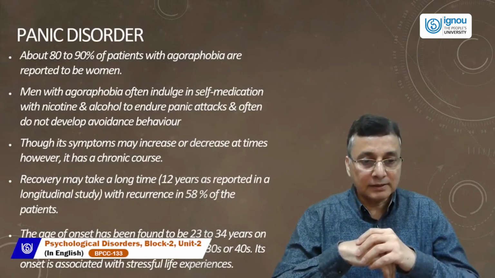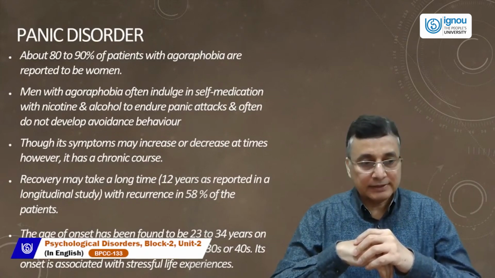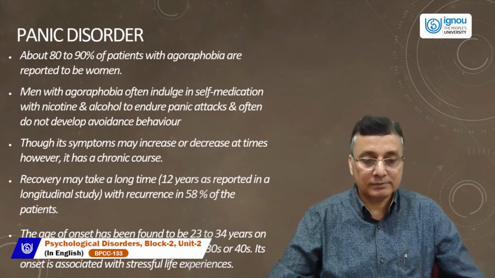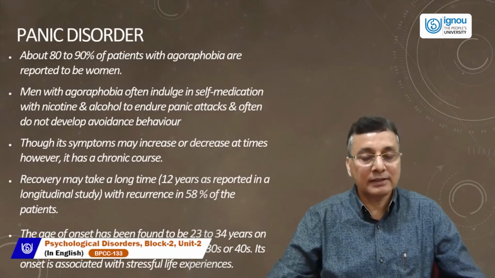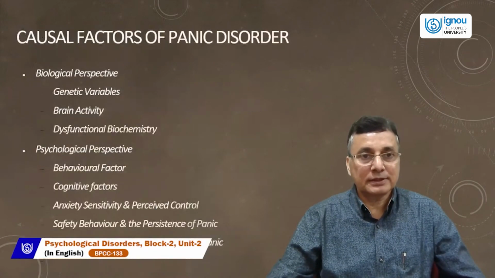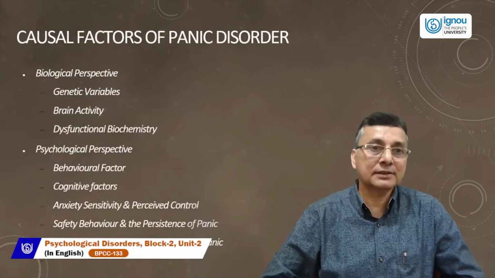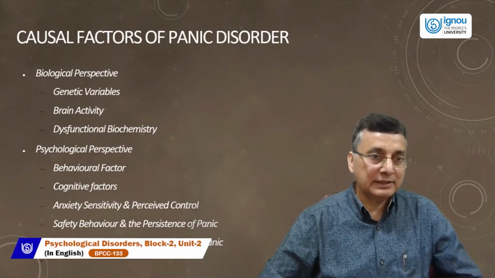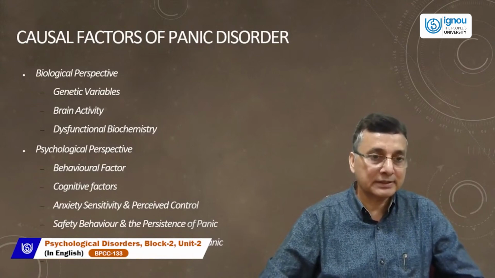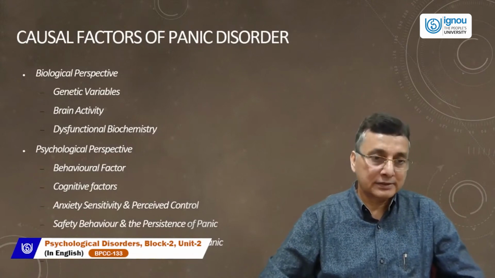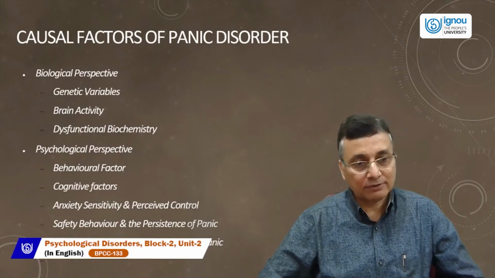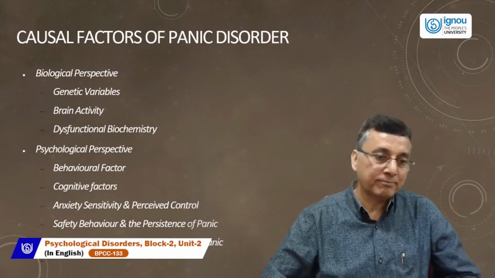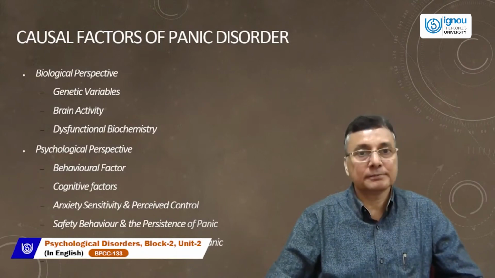For women, it usually starts in 30s or 40s. Its onset is associated with stressful life experiences. So, if there are stressors, there is a possibility that some other comorbid disorder will be there. Let us see the causes of panic disorders. As we have seen in phobia, the biological perspectives, we have to see the genetic variables, brain activity, dysfunctional biochemistry, and then psychological perspective, behavioral factors, cognitive factors, anxiety, sensitivity, and perceived control, safety behavior, and the persistence of panic, and cognitive biases and maintenance of panic.